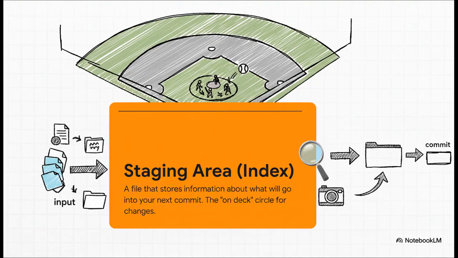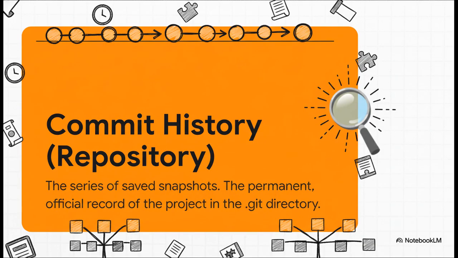Next, we have the staging area, which you also hear called the index. This is where you use git add. You're basically taking a change from your messy workbench and saying, okay, this piece is good, it's ready. It's like putting a player on deck in baseball. They're not in the game, but they're prepped and ready for the next play, which in our case is the next commit. And last, but definitely not least, you have the commit history.